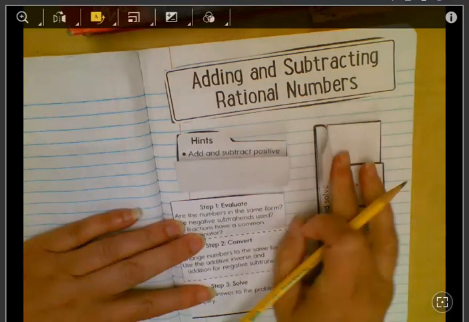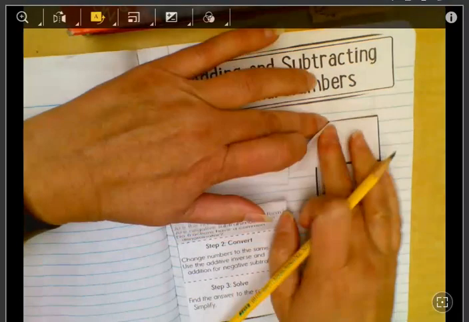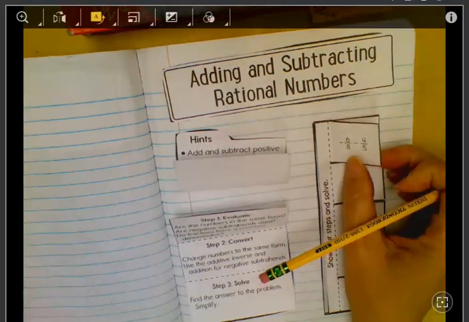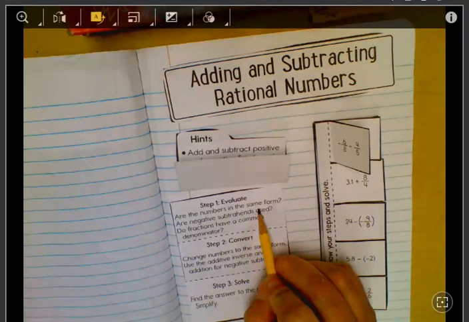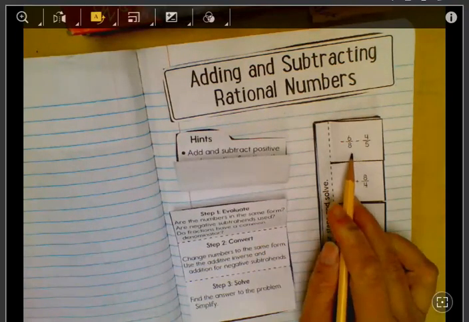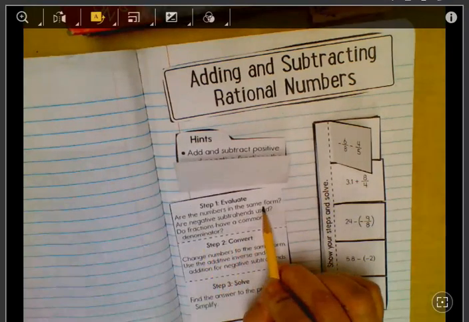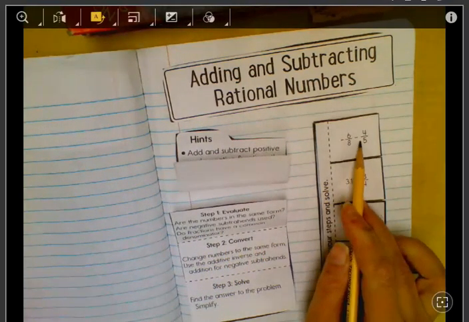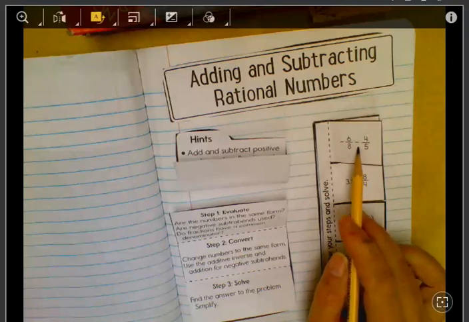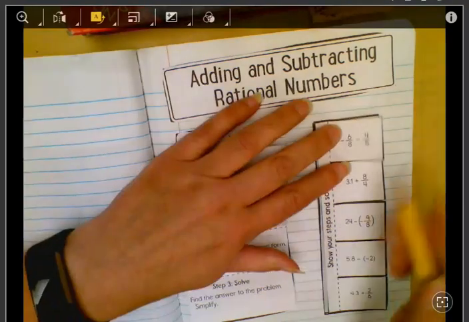So the very first one on the first page, when you flip this over, we want to make sure that they are in the same form. And yes, they both are fractions, but they do not have a common denominator. So they are in the same form. Are the negative subtractants used? Yes, we have a negative. So remember, when you're subtracting, we're going to add the opposite.